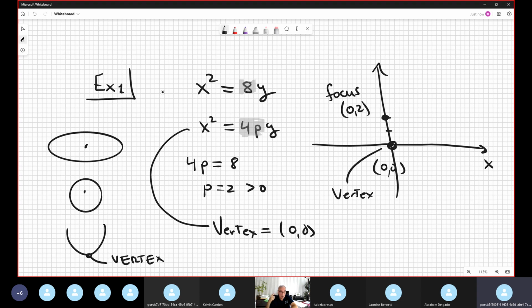I know very, very well that the focal diameter is 4p, which is 8, always. A is 4 in both directions. 1, 2, 3, 4. That point is the point 4, 2, and that point is the point -4, 2.